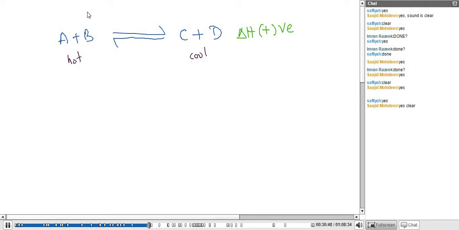Now, how can it decrease temperature? By favoring the forward or backward? I'd like to hear from you the answer. Just type the answer. If I increase the temperature for this system, the system should decrease temperature, right? That is Le Chatelier's principle. So how can this system decrease temperature? By favoring more products or more reactants?